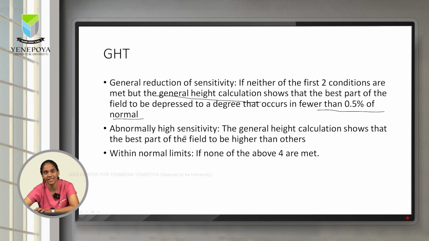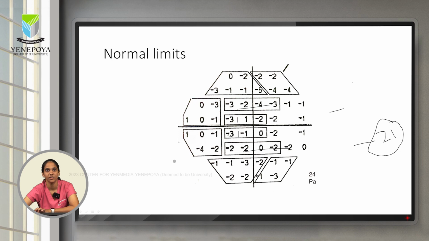Abnormal high sensitivity means it is better than the rest of the people. This abnormal high sensitivity is of some significance. We will get to it. And then there is normal limits. When none of the above four conditions are met, you call it normal limits. So this is a normal limits GHT.